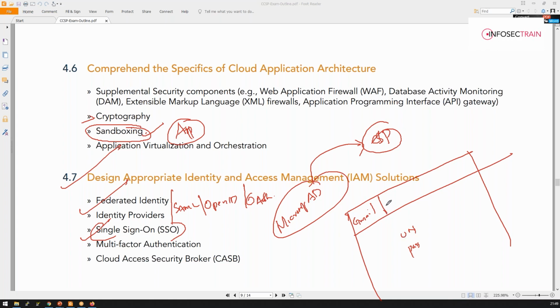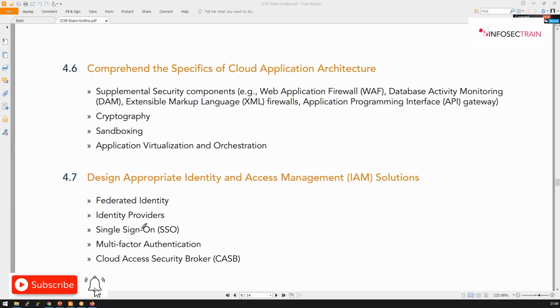If I open Google Drive in the next tab, do I have to log in again? No. Why? Because I'm already authenticated. So once it's done, I can reduce the number of sign-ins I'm doing. That's what I call single sign-on. And for proper authentication, there must be something called multi-factor authentication.